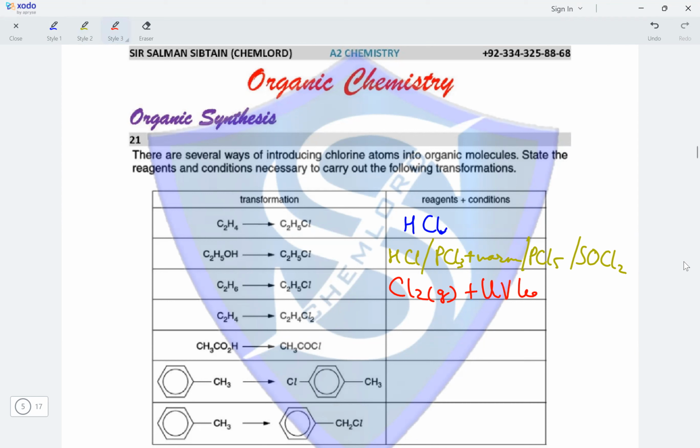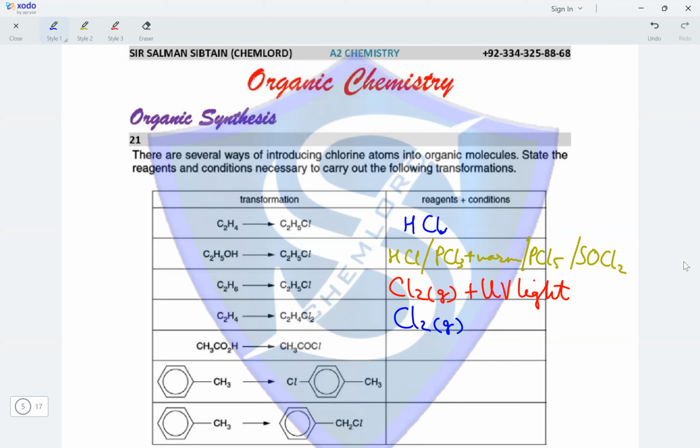of UV light. Next, we have C2H4 converting into C2H4Cl2. This is the reaction of ethene with chlorine gas and nothing else. The chlorine gas will undergo electrophilic addition and will add onto the double bonded carbon atoms of ethene, converting them into single bonded carbon atoms, and both carbon atoms will form a single bond with one chlorine atom. So 1,2-dichloroethane will form. Next, we have CH3COOH, which is ethanoic acid converting into CH3COCl.